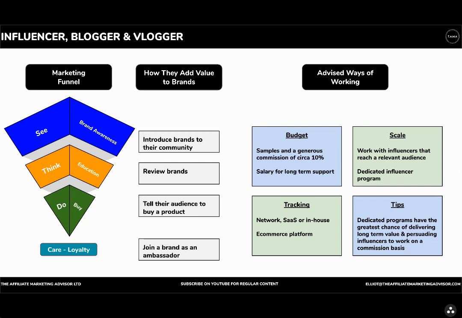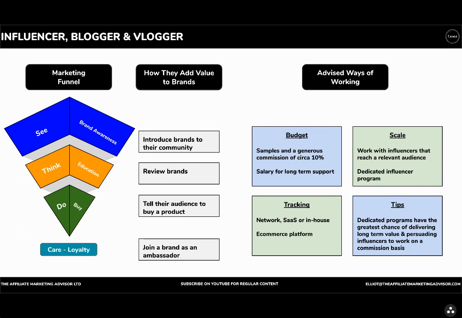So again, these are the advised ways of working. I already touched on some of these parts, but samples are definitely key here. Generous commission, over 10%. But whatever makes sense for your brand. If you're selling something very expensive, then you don't need to offer 10%. You may be able to offer 3%. You just offer something sensible but competitive at the same time, and negotiate on an influencer by influencer basis.